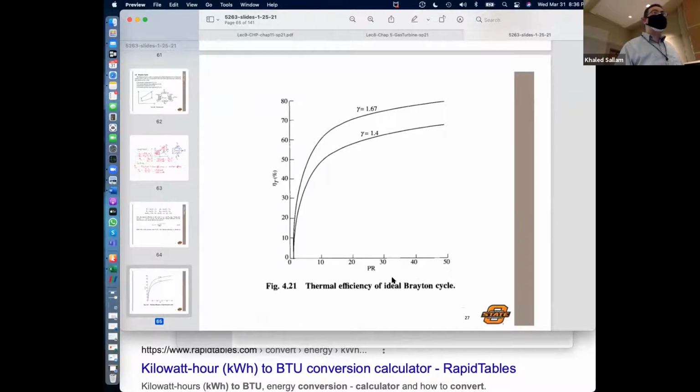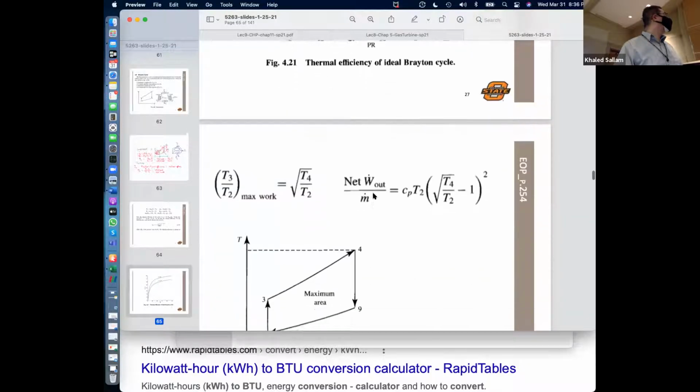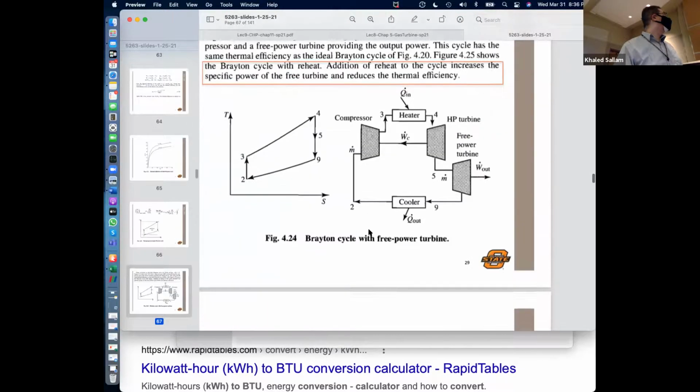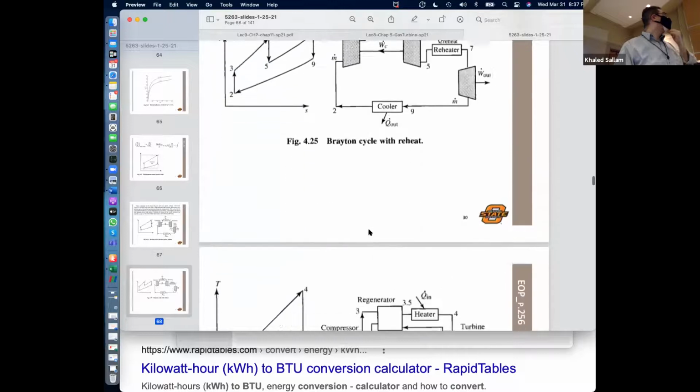Okay, and we saw how the efficiency of a Brayton cycle is a function of the pressure ratio, the pressure of the combustion chamber over the ambient pressure. Right? The higher the pressure, the better the efficiency. Okay. Very good.